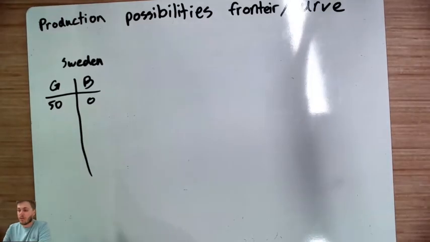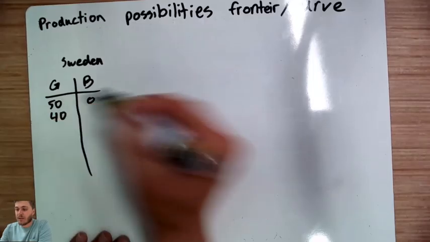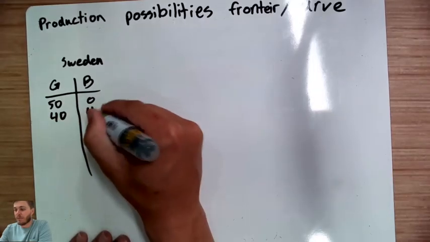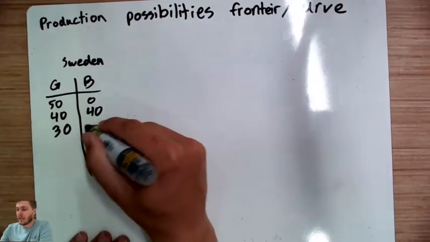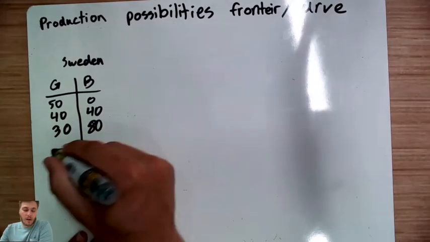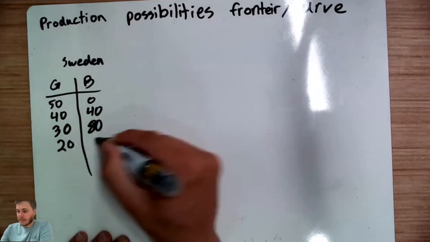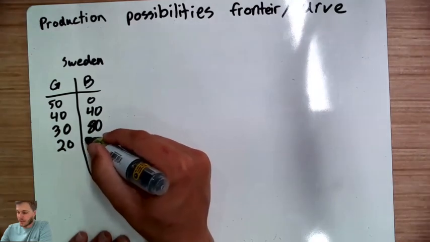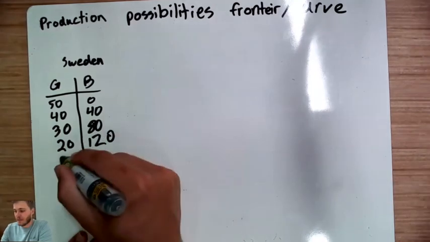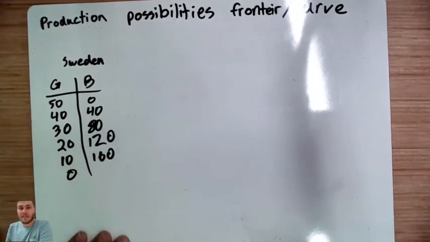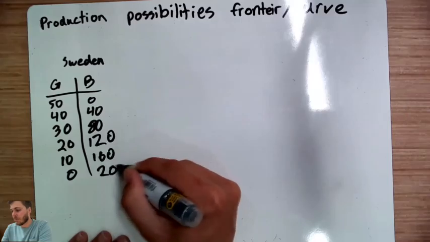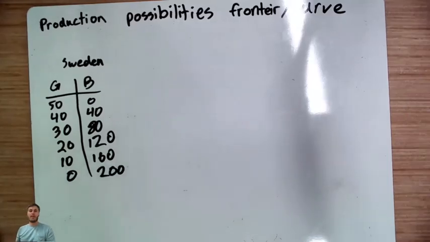Well, let's say they make fewer guns. If they make 40 guns, now they can make 40 butter. Let's say they make 10 fewer guns, they can now make 80 butter. You guys can get the pattern here a little bit. 10 guns, or 160 butter. And if they made zero guns, they can make 200 butter. If we know this information, we can now take this and graph this.